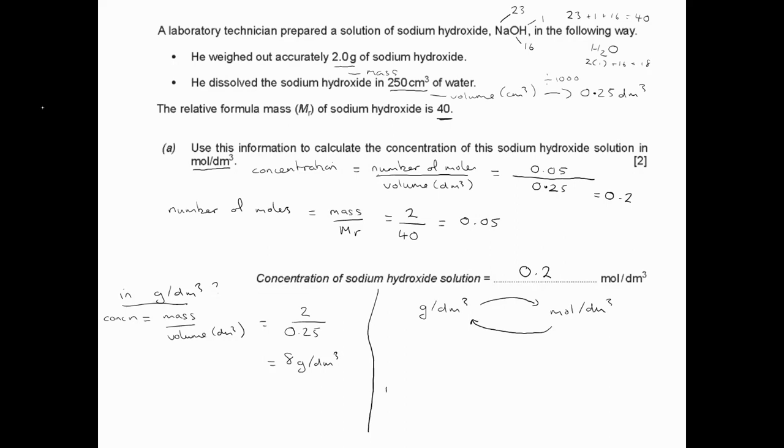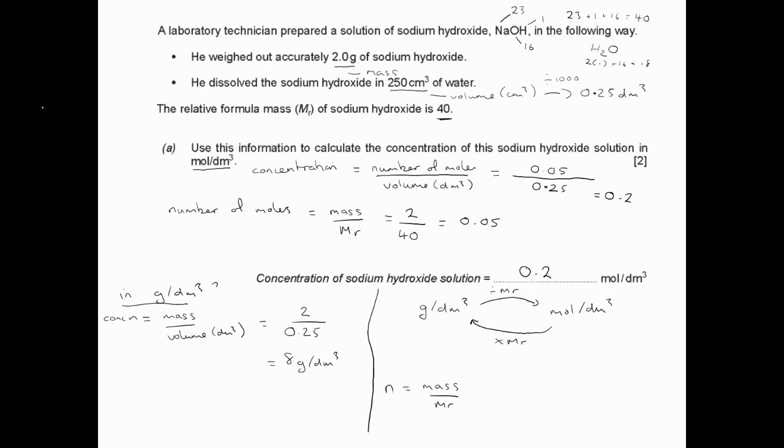So we've said on the previous slide that the number of moles is mass over MR. So if I want the number of moles and I've got the mass, if we just ignore the volume unit there, I'm going from grams per decimeter cubed to moles per decimeter cubed, so from grams to moles. So I need to divide by the MR. And if I'm going from moles to grams per decimeter cubed, I need to times by MR.